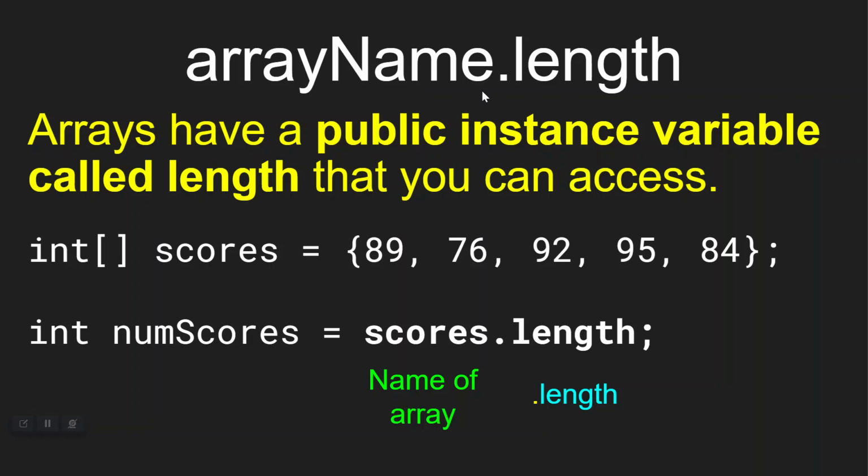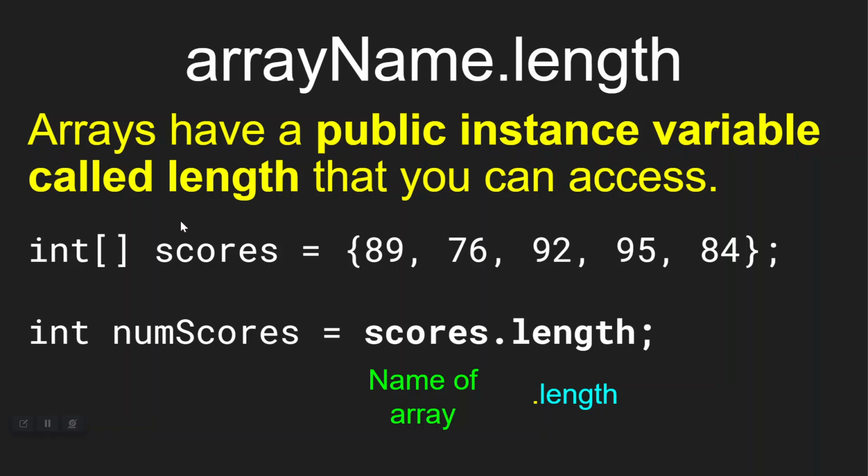All right, what else do we need to know? So let's talk about the dot length aspect of arrays. So arrays have a public instance variable called length that you can access. So we're not used to seeing this. Normally instance variables are private. However, arrays are a special class with kind of some unique idiosyncrasies, if you will. And they do have an instance variable called length that is public.